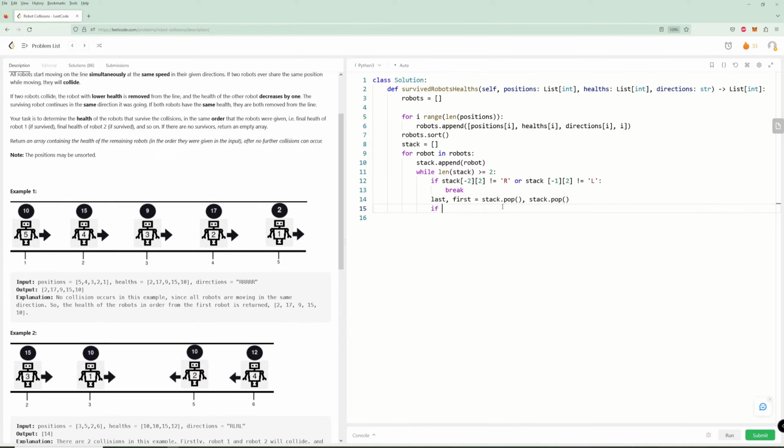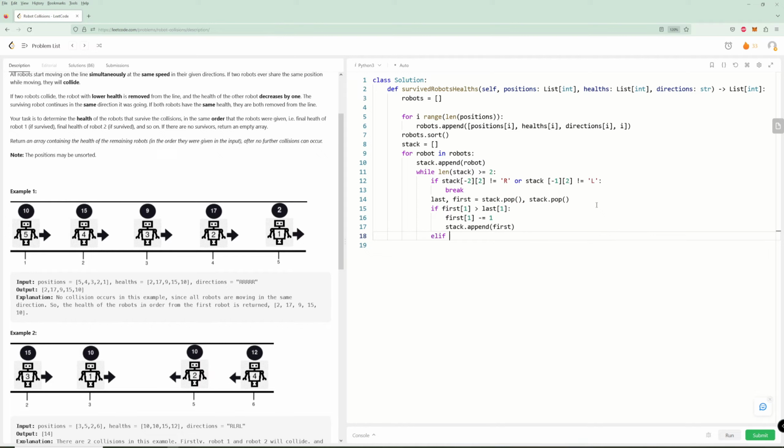Stack.pop, and then if first. And so what are we checking? We're actually checking for the health here, which is at index 1. So if the health of the element on the left is greater, then what do we need to do? Well, we need to subtract, right? So we need to subtract 1 here, and then we also need to put it back on the stack.